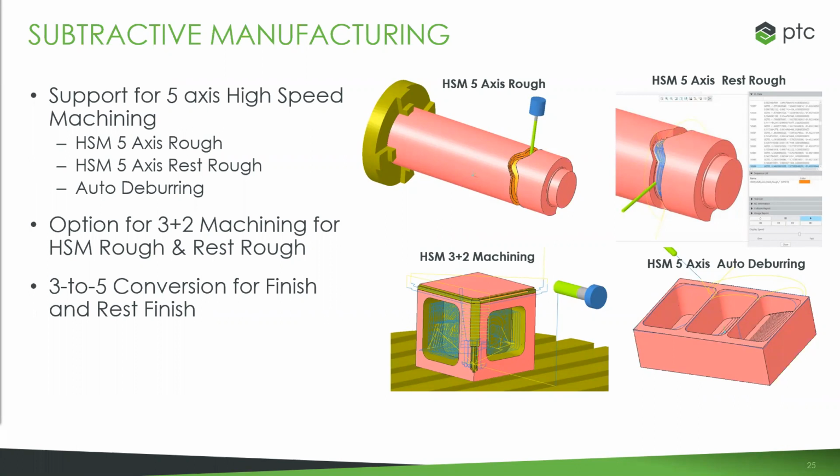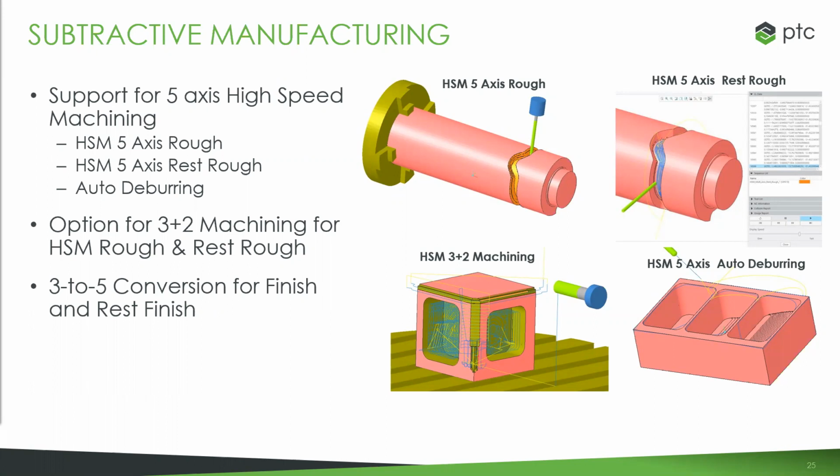And then looking at it from a finishing perspective, we've added in automatic conversion of 3-axis to 5-axis for finishing and rest finishing. And that'll essentially machine the model as a 3-axis toolpath wherever it's able to. But if there's any areas of undercuts or any areas that would mean some gouging of the part, the system will then automatically convert from a 3-axis toolpath to a 5-axis toolpath to be able to machine that undercut.